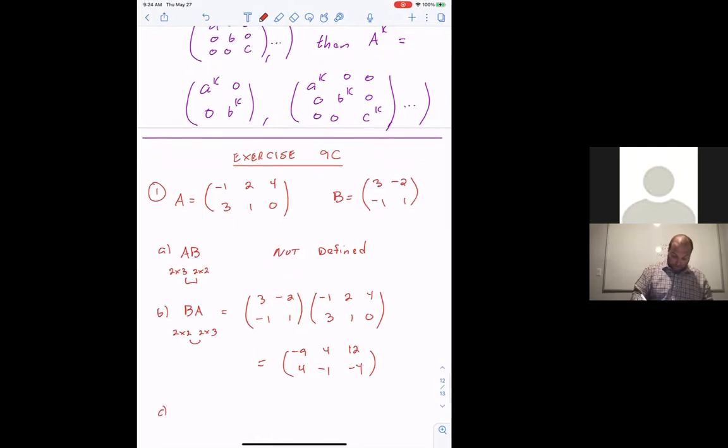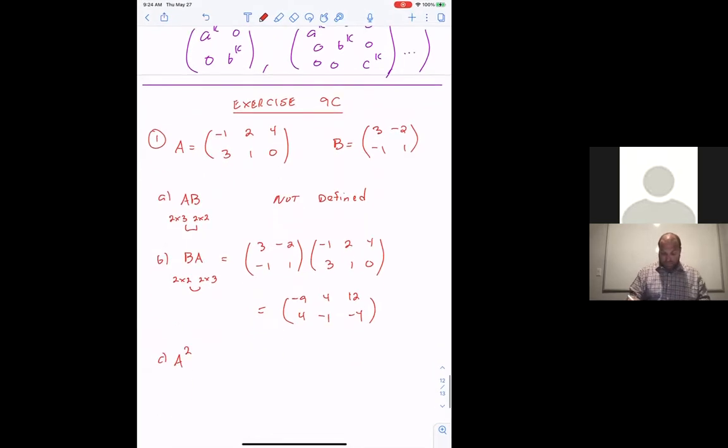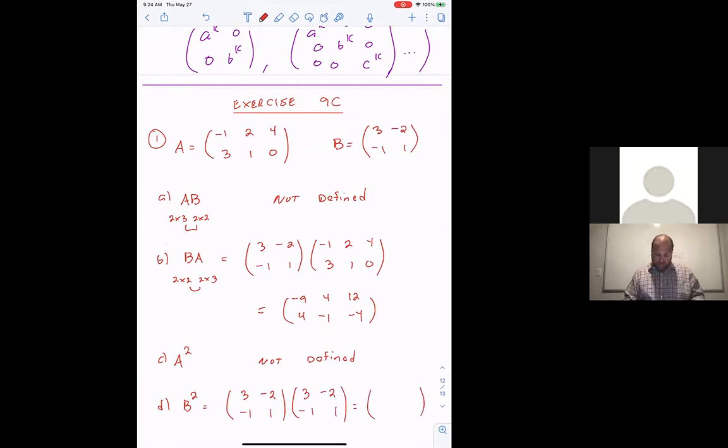Okay, so I get that. C, A squared, not defined. You cannot square or take to a power any matrix that isn't itself square. But D, B squared, that one I can do. But notice that this is not a diagonal matrix, which means I just got to do the math. Of course, 2 by 2, 2 by 2, you're going to end with a 2 by 2.